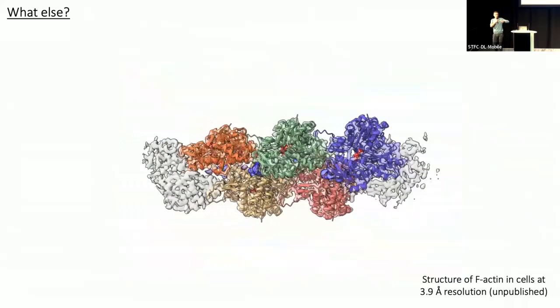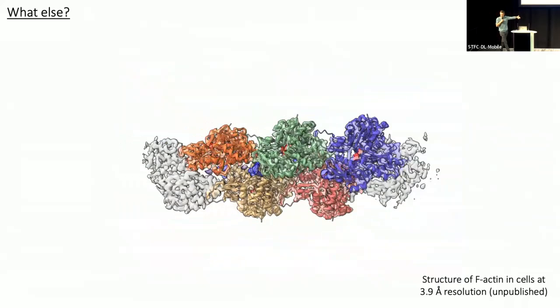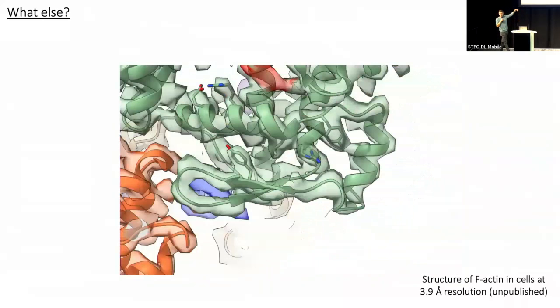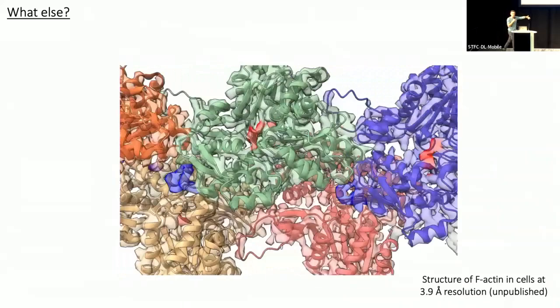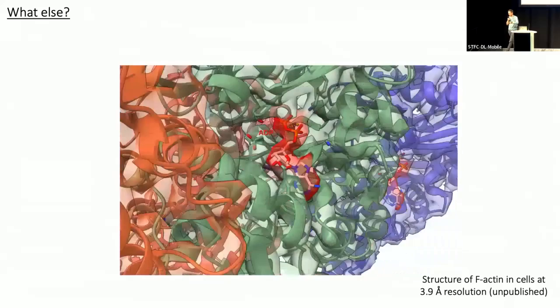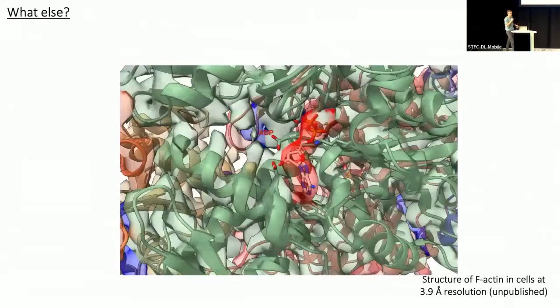And that shows us two things. Our data is good enough to go to high resolution if we have sufficient amounts of data, but it also opens up a lot of doors for us now, because with the 3.9 angstrom structure of the F-actin filament in cells, we are anyway focusing on other actin binding proteins. We can now classify on specific actin binding proteins to understand their binding pattern to F-actin in cells.